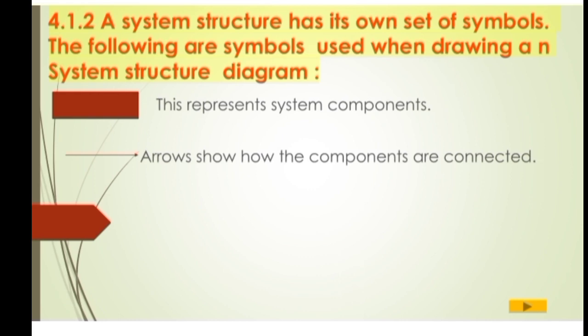4.1.2 A system structure diagram has its own set of symbols. The following are symbols used when drawing a system structure diagram. This represents system components. Arrows show how the components are connected.